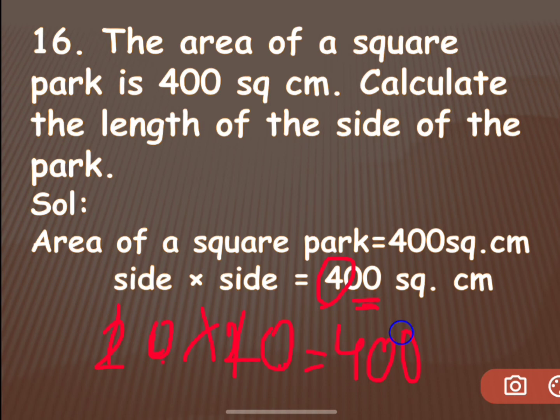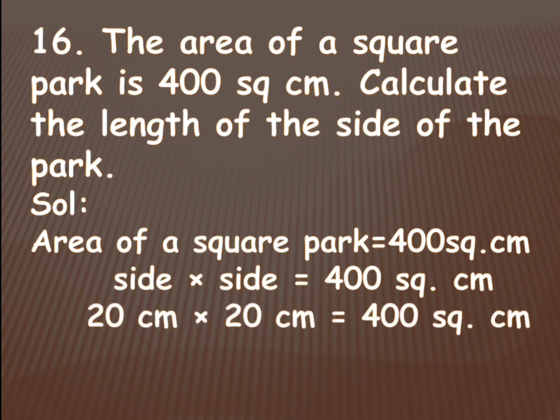Now you can tell me, why can't we multiply 2 into 200, that also gives 400? No ma'am, you may ask me. But children, here the concept is side into side. That means these two numbers should be same, isn't it, children? That's why it becomes 20 into 20, not 2 into 200. Okay, so little of mental maths. So 20 into 20 centimeters will give us 400 square centimeters.